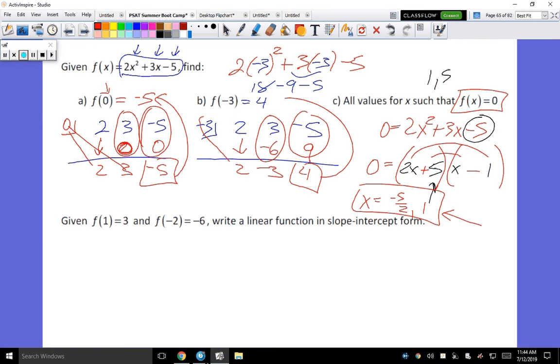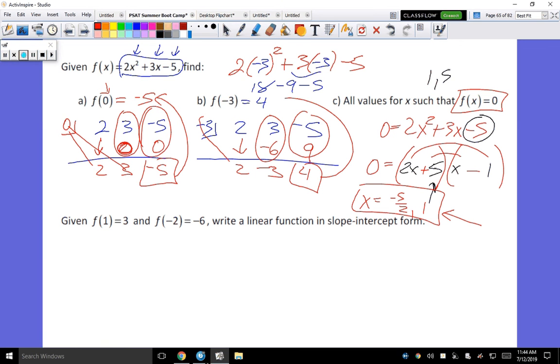Guys, do I have to check these answers? No. Because it's quadratic and why? The domain is all real numbers, so there will be no extraneous solution. Nice. Alright, so given the following, we're going to write a linear function in slope-intercept form.